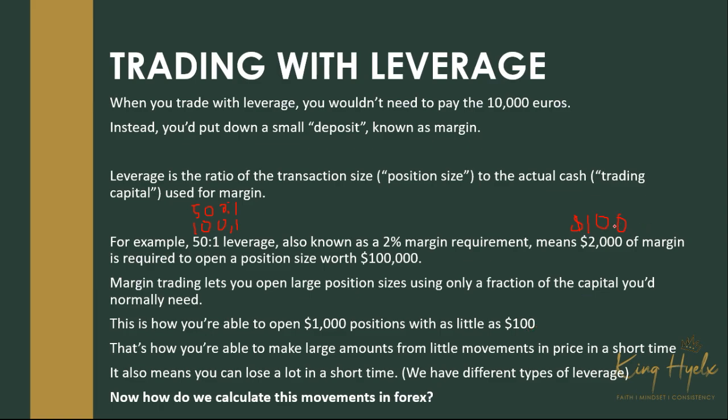Because in the example we just gave, with $100 and a leverage of 50-to-1, you can open a $5,000 position with that, right? So that means you can open 5 micro lots with that, right? Because one micro lot is what? $1,000, right? So that's how you're able to make large amounts from little movements in price in a short time. It also means you can lose a lot of money in a short time.